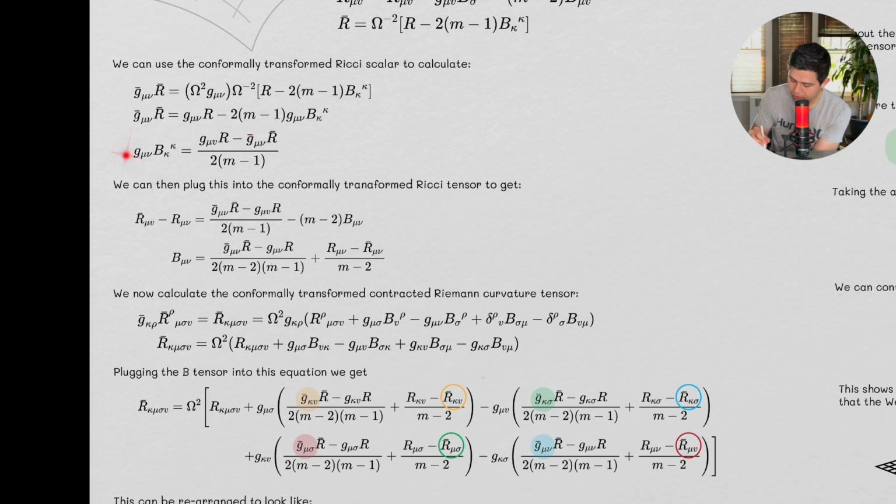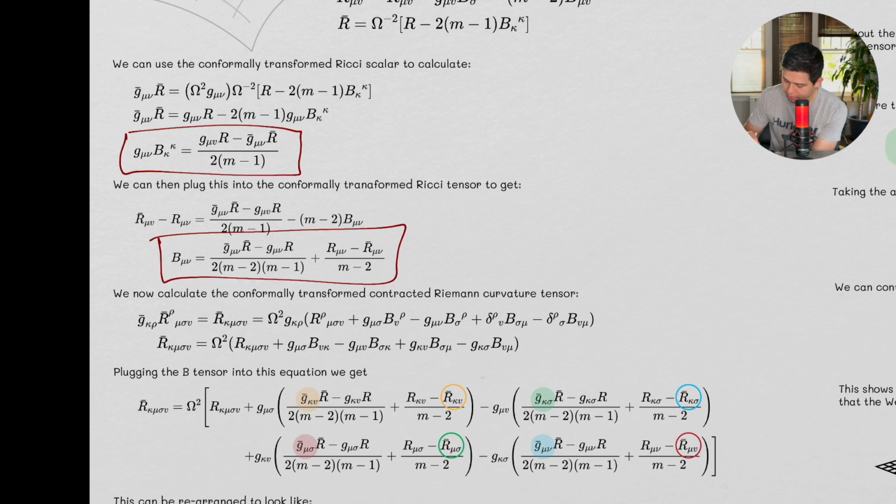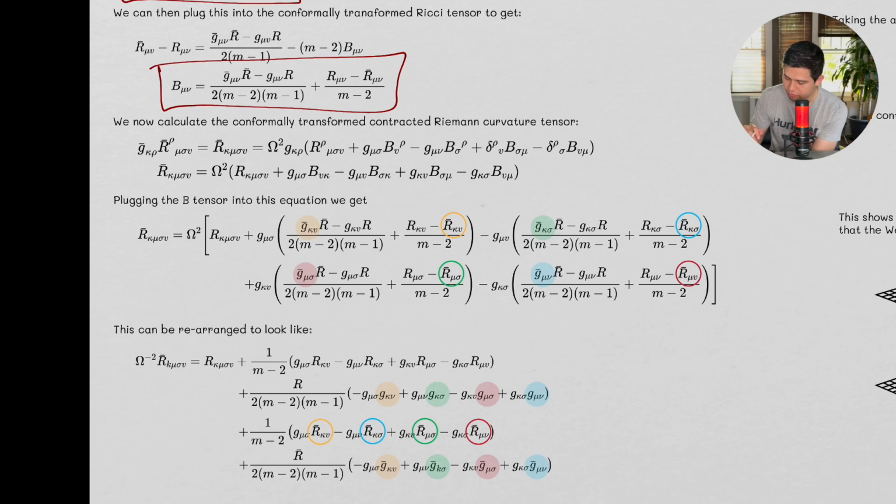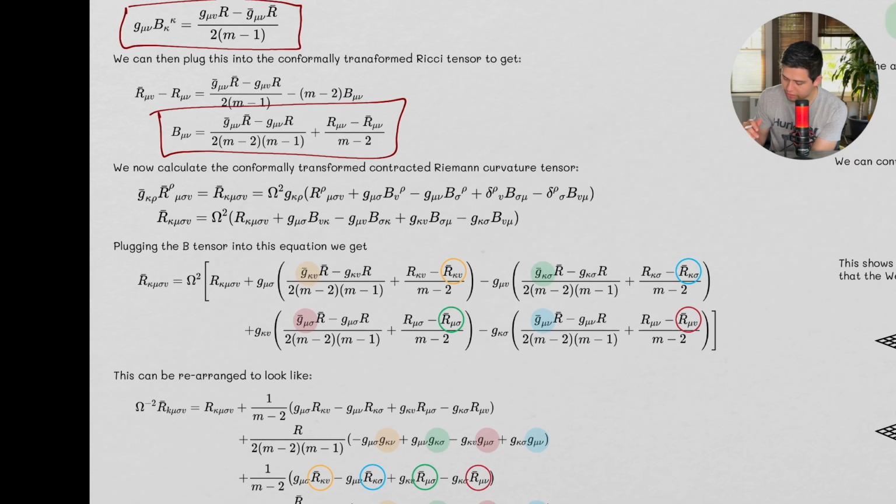We want to put 2 pins in these guys, so let's box them up, because we're going to use them later. This guy and this guy. We now calculate the conformally transformed contracted Riemann curvature tensor. That's this guy right here.